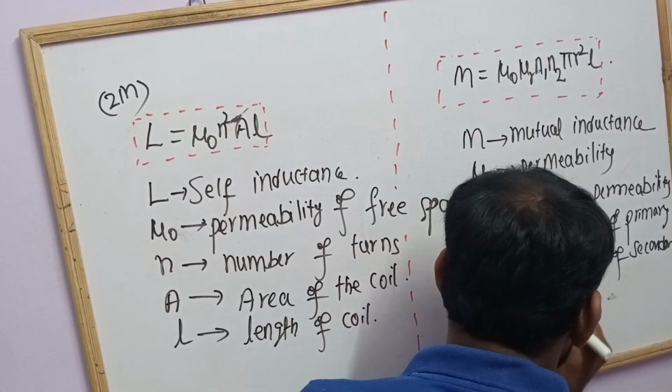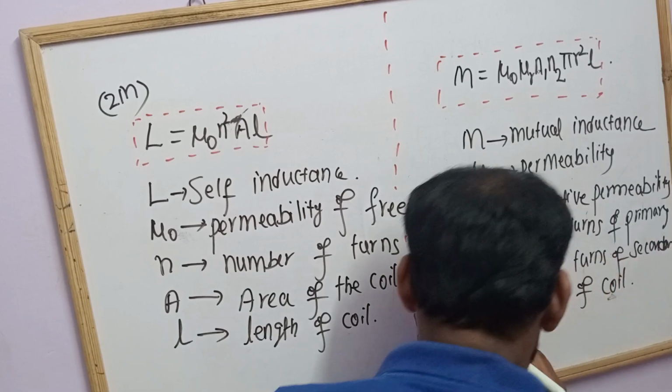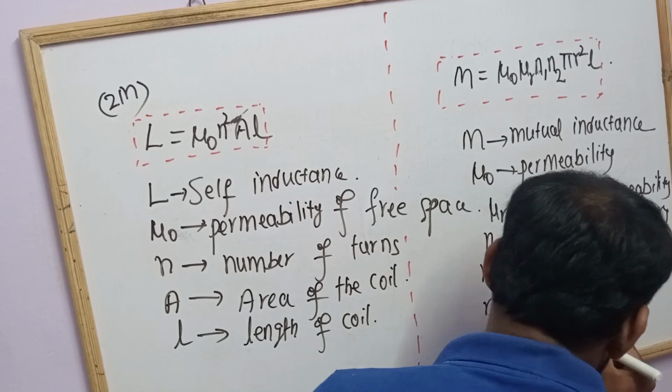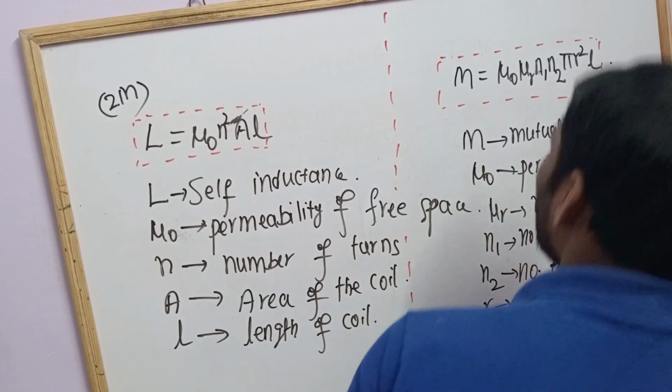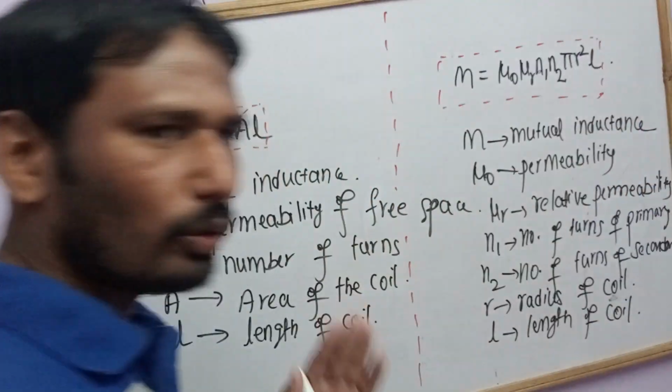r is the radius of the coil, and l, generally small letter l, is the length of the coil. Small letter l is the length of the coil. Both primary and secondary coil will be of equal length only.